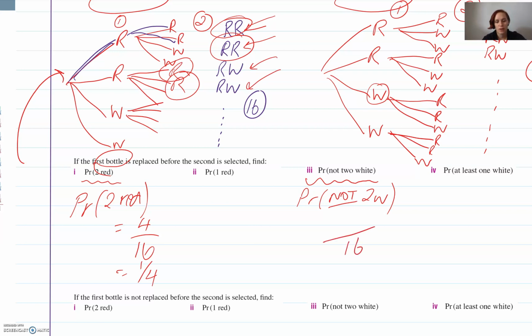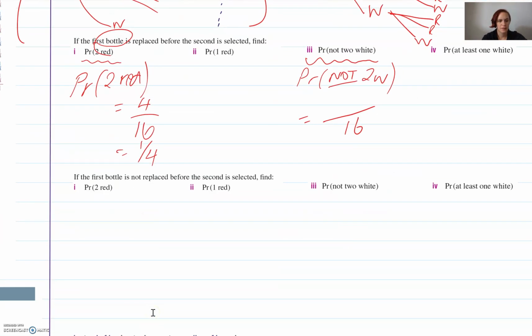So again, you'd have to go and calculate all of those, or count how many of them are in the sample space. When we get to these types of ones where we said, if the bottle is not replaced, we're back to our second tree diagram, okay? So doing these again, you're going to have a different total. Remember, we only had a sample space of 12, so I'm not going to have those 16.